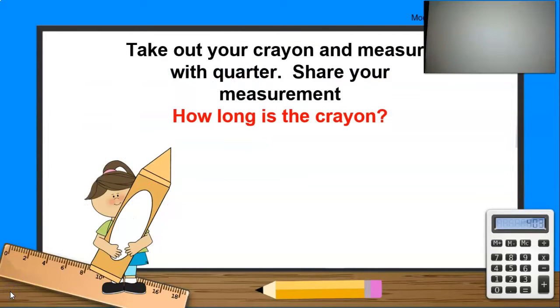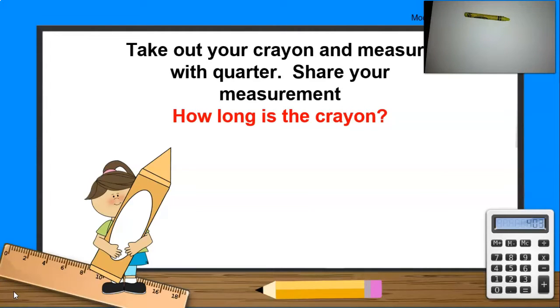So remember, boys and girls, what I do, you do. I want you to get a piece of paper ready. And I'm going to give you 10 seconds to take out your crayon and measure with a quarter. So first, get the crayon, 10 seconds: 10, 9, 8, 7, 6, 5, 4, 3, 2, 1, and 0. You should have your crayon ready.